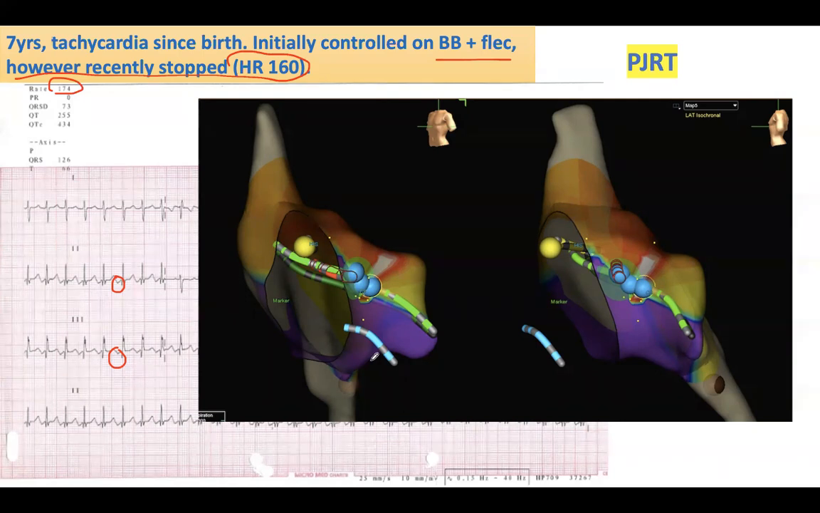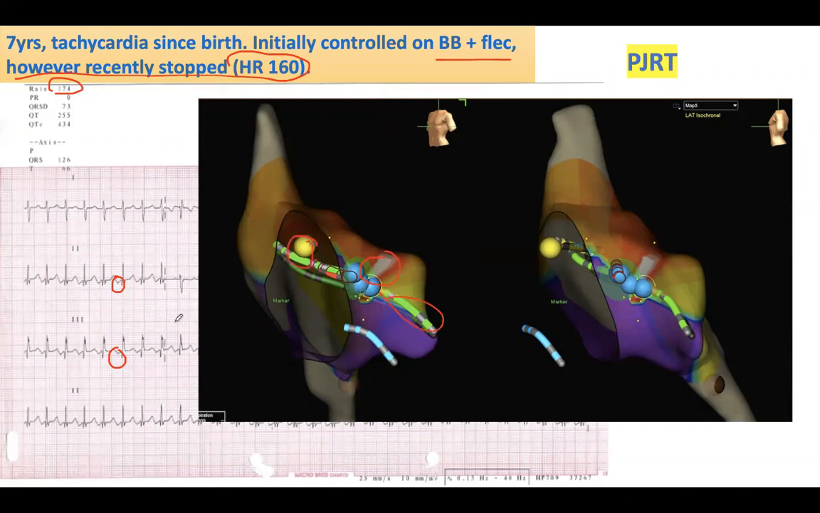What suggests why it is most likely PJRT? Because it's not very fast, it's very regular and it's incessant. And then in the EP lab, it's typically by the posterior CS area, so it was indeed there. The white color is where the accessory pathway was sitting, and this is the CS. So it was very near to the CS, and this is the His.